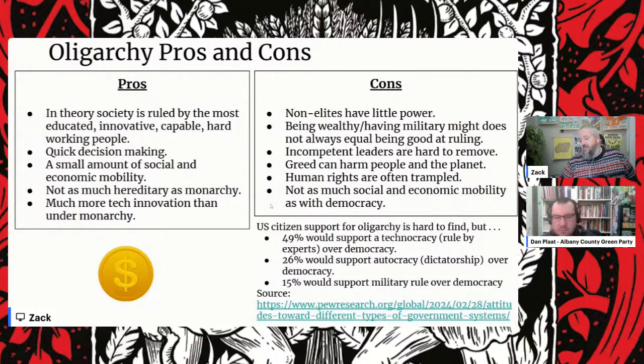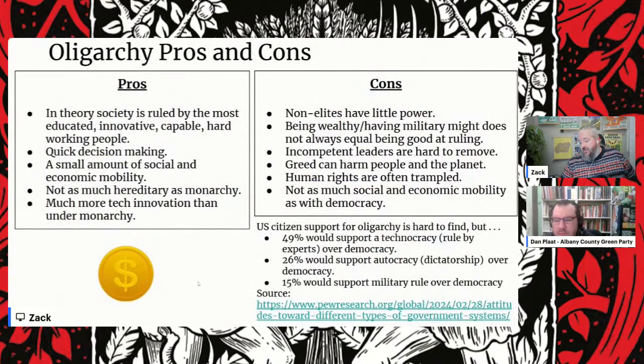Human rights are often trampled. Basically, there's a lot of post hoc, that's after the fact, rationalization of why some people have the power they do and some do not. And those that do not are usually suppressed because they're assumed to not deserve it for whatever rationale they've come up with. Not as much social and economic mobility as with democracy, with a more representative democracy.